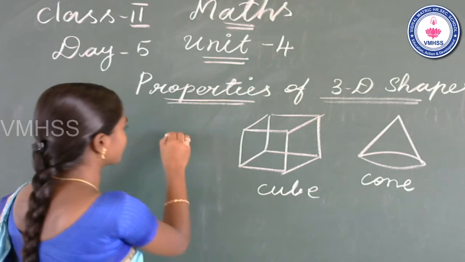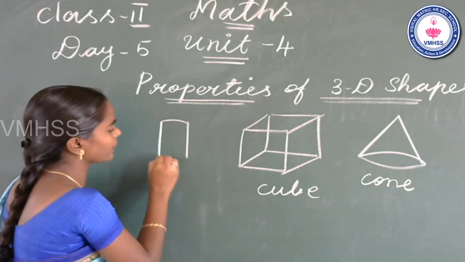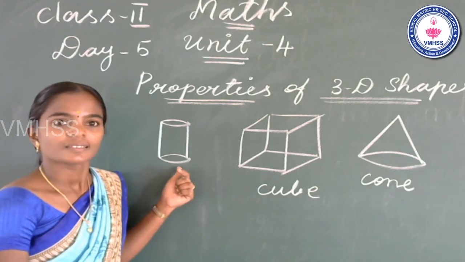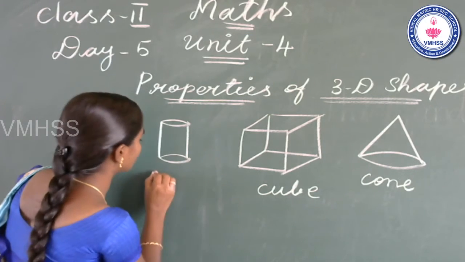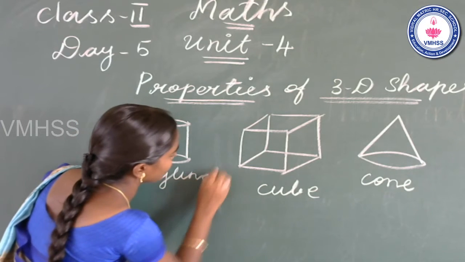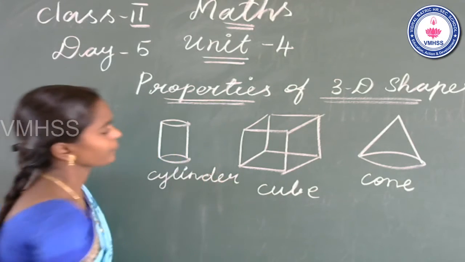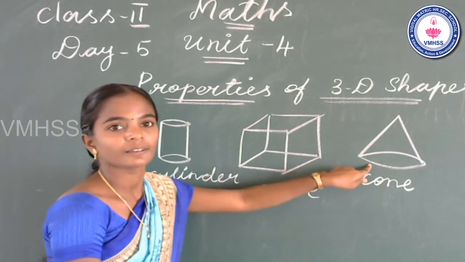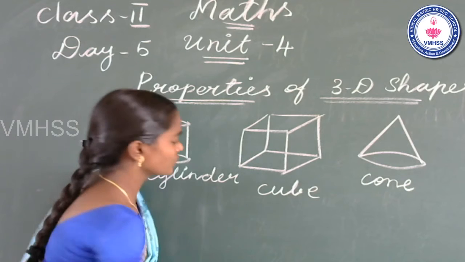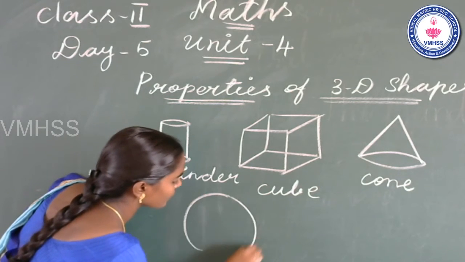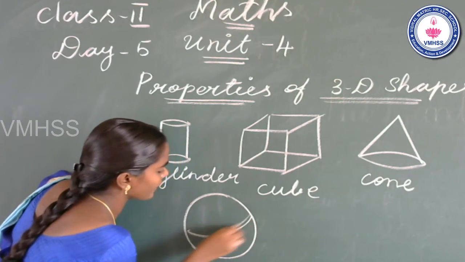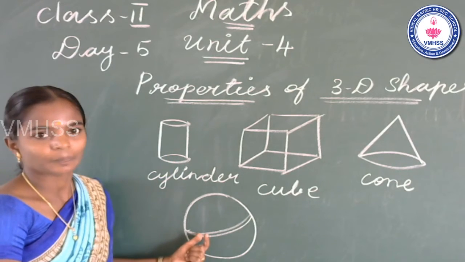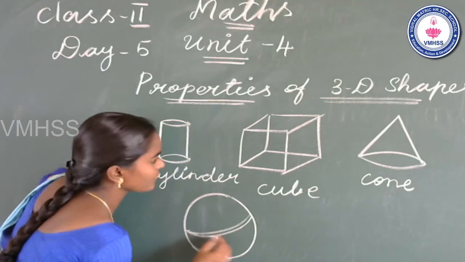Okay, students, listen. This shape. What is the shape? Cylinder. Okay, so this shape name is cylinder. Next one, cube. This, cone. Okay, children, listen carefully. What is the shape? Sphere. Okay, the shape is sphere.